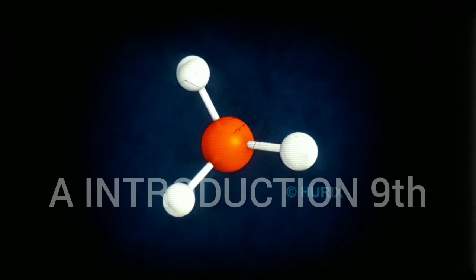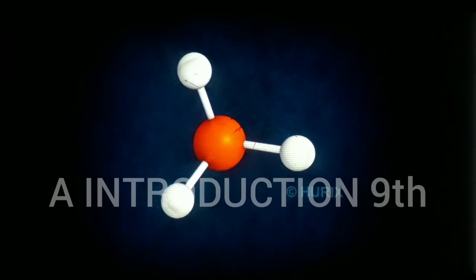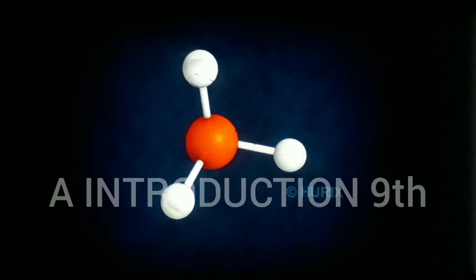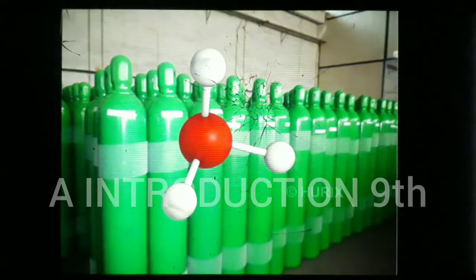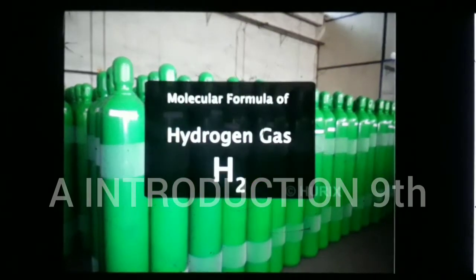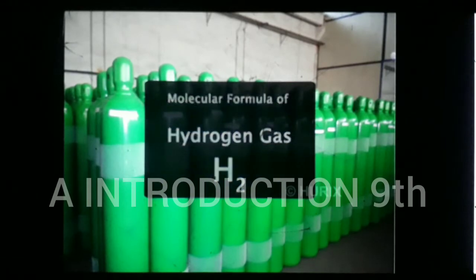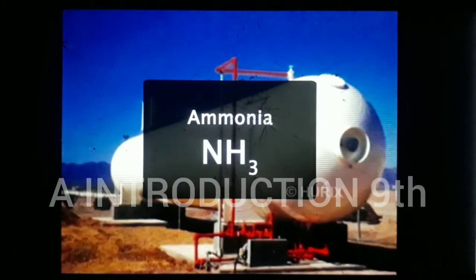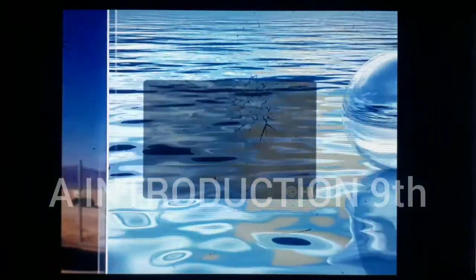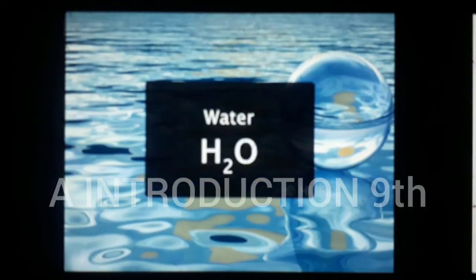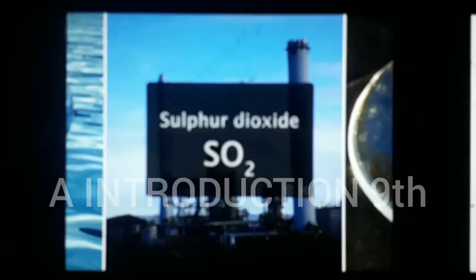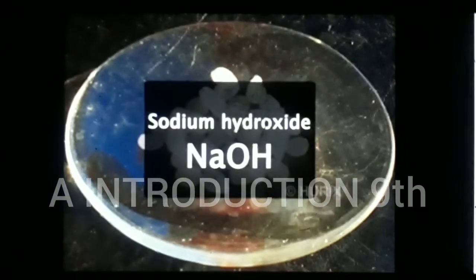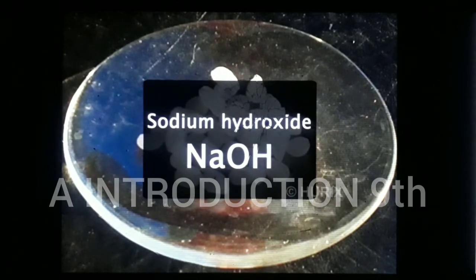The molecular formula of a compound represents the number of atoms of elements present in a single molecule. For example, hydrogen gas is represented as H2. The ammonia molecule is represented as NH3. Water as H2O. Sulfur dioxide as SO2. And sodium hydroxide as NaOH.